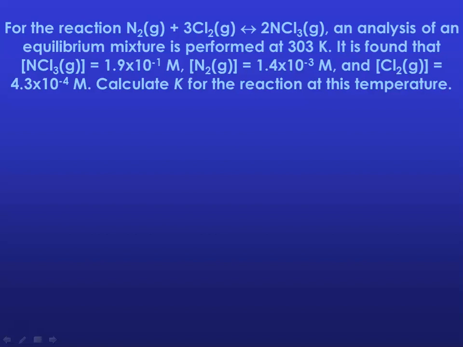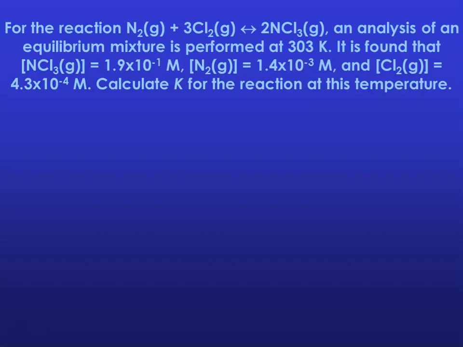So here we have a reaction where nitrogen and chlorine are making nitrogen trichloride, and we are told this mixture is at equilibrium. So all three concentrations that we are given are for the equilibrium concentrations of these gases, and we want to calculate what K is.